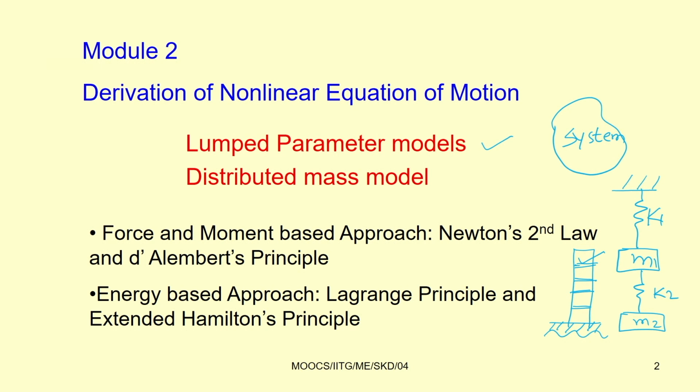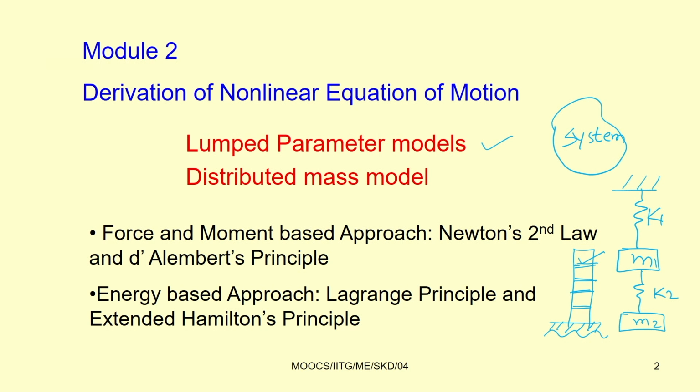Now in the lumped parameter model, as I already told you, we can have a single degree of freedom model, 2 degrees of freedom model or multi degrees of freedom models. The multi degrees of freedom system analysis depends on the single degree of freedom system model. So, by knowing the single degree of freedom model, we can extend our analysis to multi degrees of freedom models. So, let us see how to derive this equation of motion.